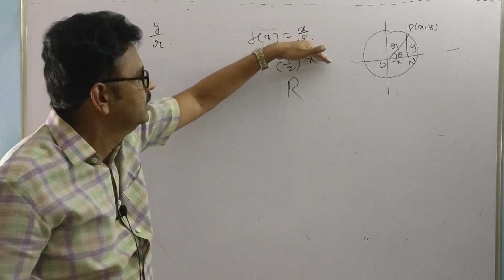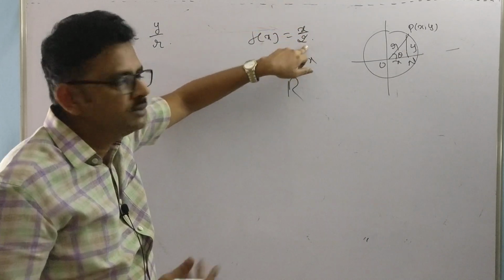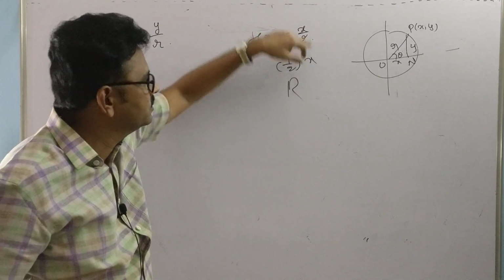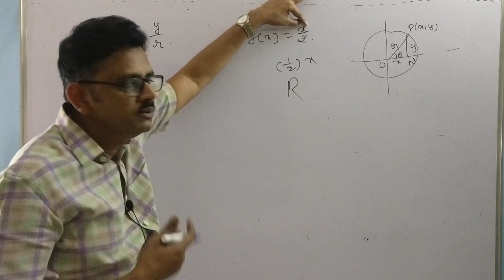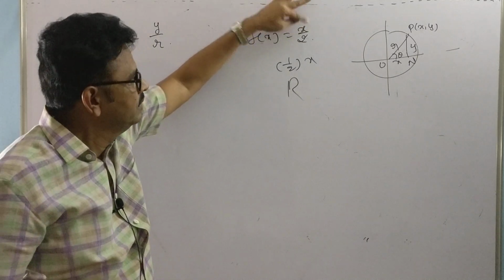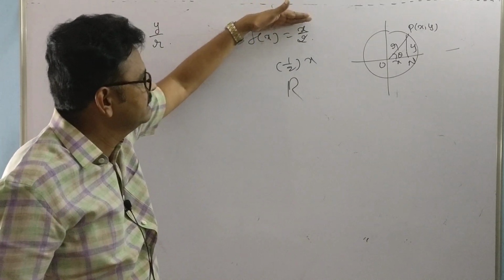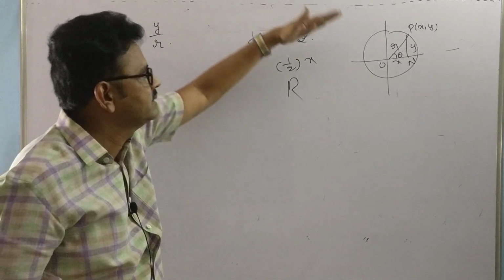x not equal to 0. But x by 2 means what? 2 is not equal to 0. Clearly 2 is a positive number. So if I write x equal to 0, you get 0. x equal to 1, x equal to 2, x equal to 3. You can write any real number, it is always defined.